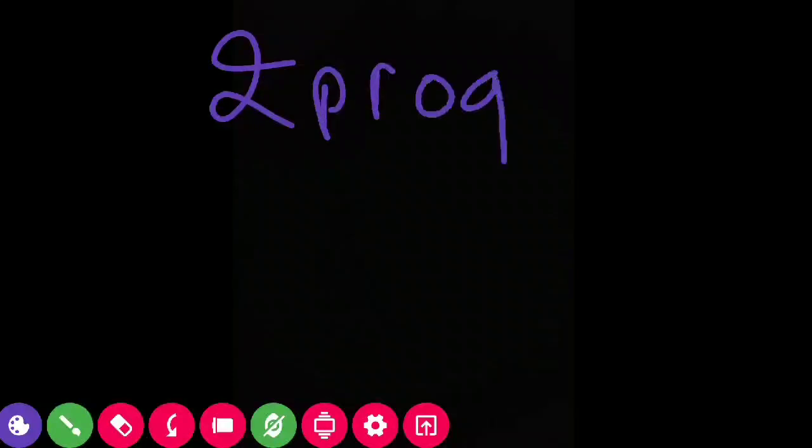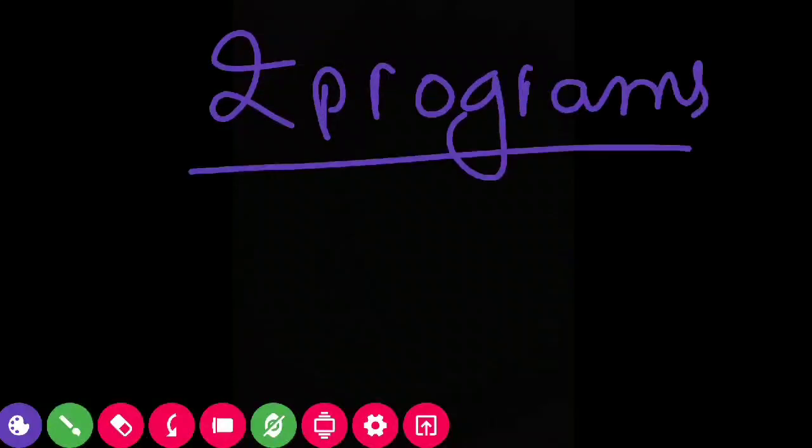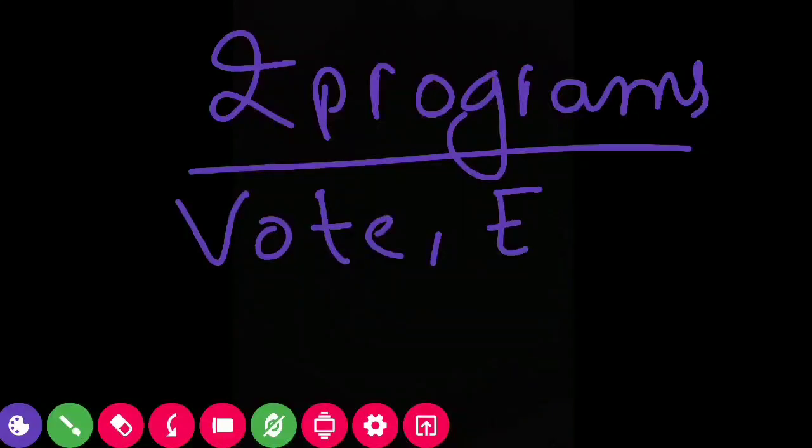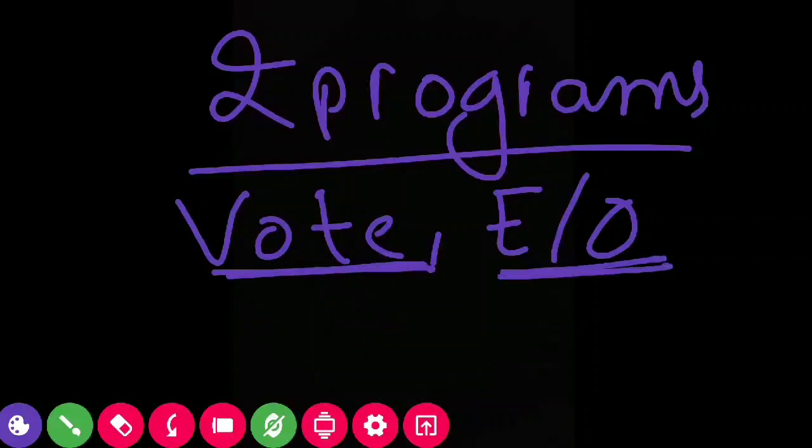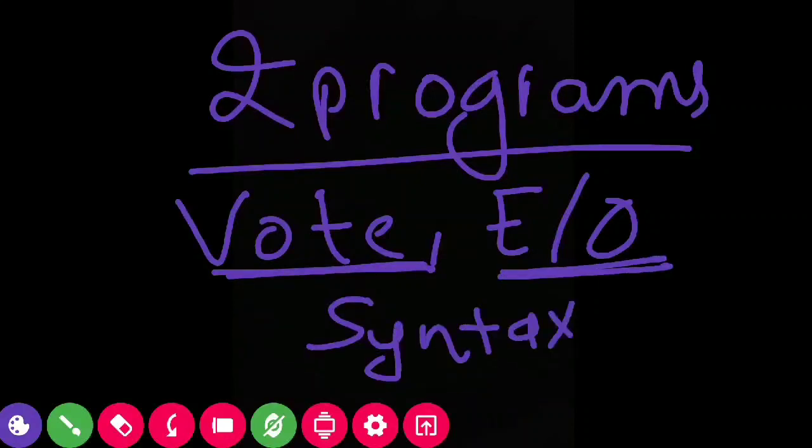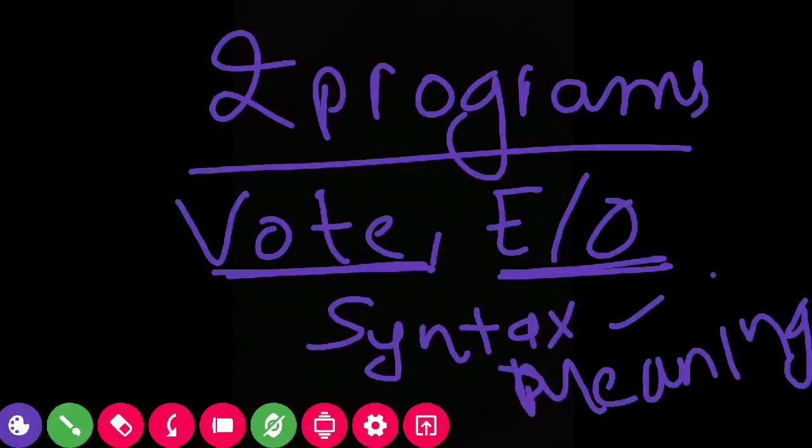Now we are going to make two programs. One is going to be on the voting program I told you about, and another is going to be an even or odd program, to find whether a number is even or odd. And then after that I'll be telling you a lot more about the if else. I am sure there might be some things which you don't know, so continue with us.